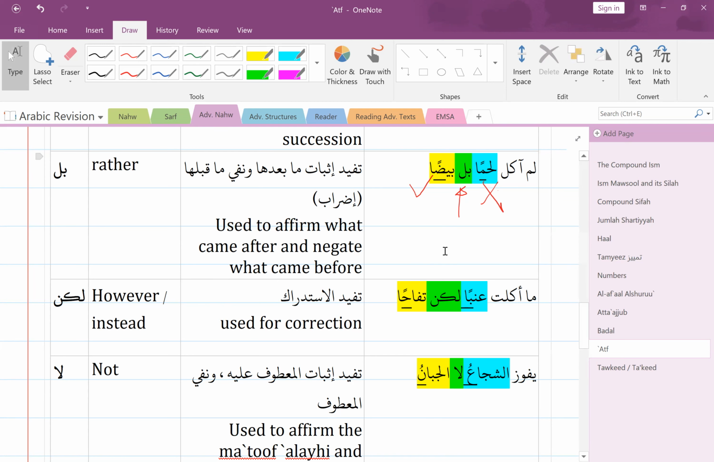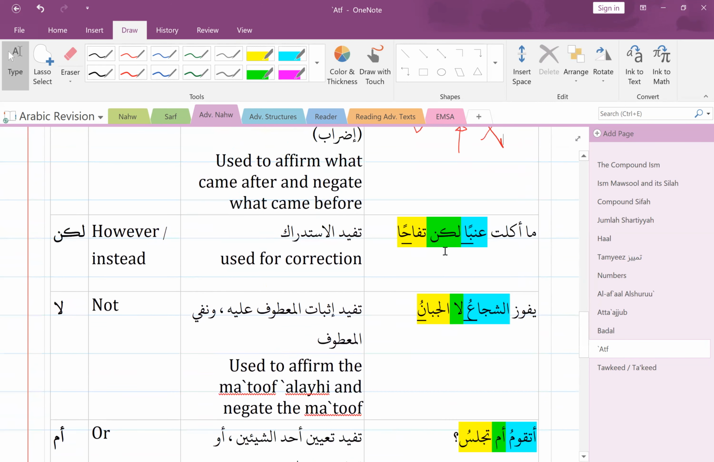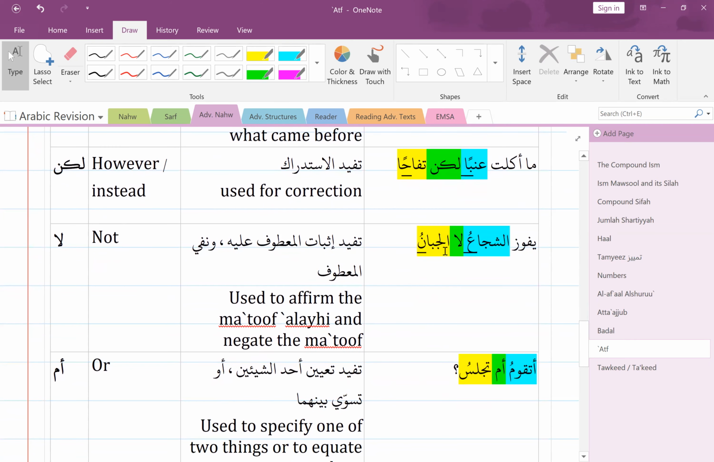Any questions there? I think we're halfway, almost done. Okay, good. So that's bal. Pretty simple, pretty straightforward. Then we have lakin. Lakin is also harf atf. Okay, and it means however, or in this case, when it is used as harf atf, I find it better to translate it as instead, because it gives the meaning better as opposed to however. However, when we're using it in a sentence, like we're connecting this to that, but as a harf atf, if you put the word instead and it makes sense, then that's harf atf.